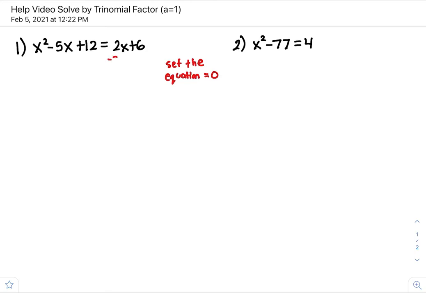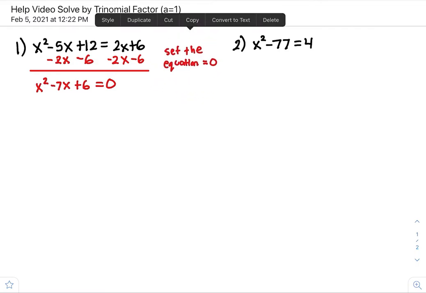So, I'm going to subtract 2x from both sides, and I'm also going to subtract 6 from both sides. The reason is because then this whole side would become 0. So x squared, negative 5x minus 2x is minus 7x. 12 minus 6 is plus 6. And all of this is equal to 0. So that's setting the equation equal to 0.